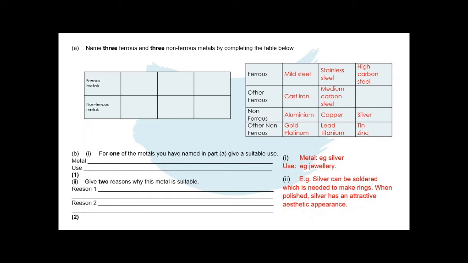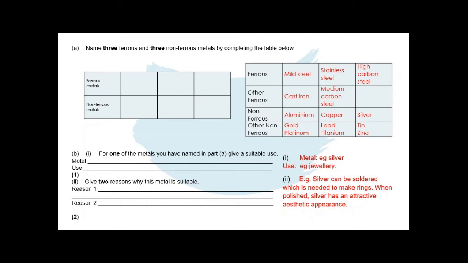Your ferrous metals, you could have had mild steel, stainless steel, high carbon steel, cast iron or carbon steel, and then your non-ferrous metals, aluminium, copper or silver. With a question like this, because it's asking you to use your answer from part A in part B, if you don't get part A right, you then can't get the rest of the marks for the rest of the question. So it's important you get the first part right.